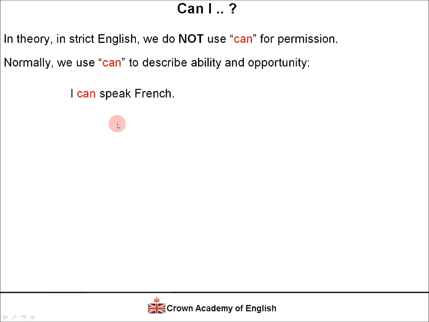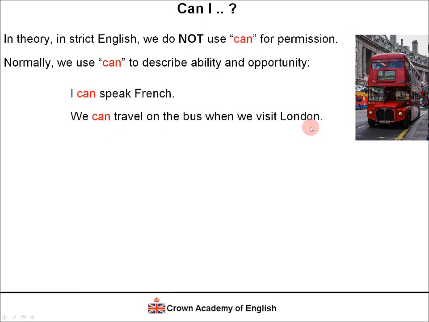I can speak French. So this is using the modal verb can to describe ability. I have the ability to speak French. I know how to speak French. That's what this means. And opportunity, we can travel on the bus when we visit London. So this means when we visit London, we will have the opportunity to travel on the bus. Okay, so this is the normal use of can for ability and opportunity.